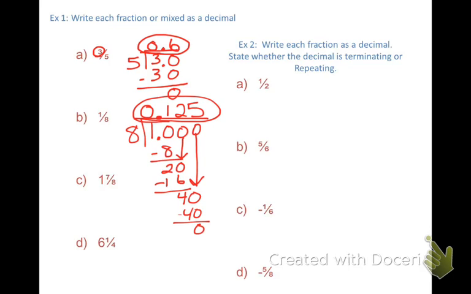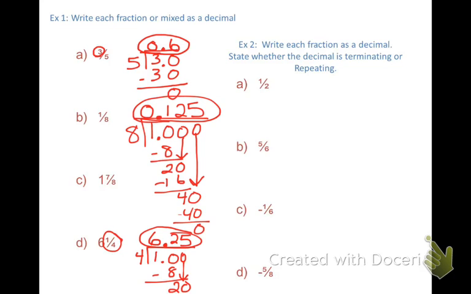D, you have 6 1/4. So this time, you're going to take your fraction. 4 doesn't go into 1, but I have this big 6 here, and I'm going to put that in front of the decimal. So now you go 4 goes into 10 2 times. Bring down your 0. So 4 goes into 20 5 times. And so your answer is 6.25.